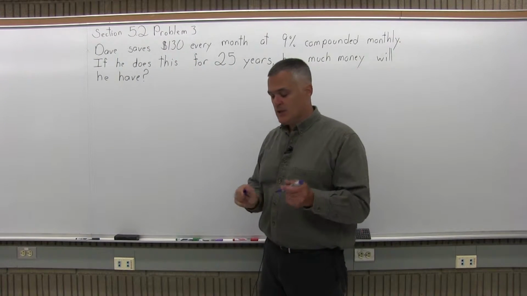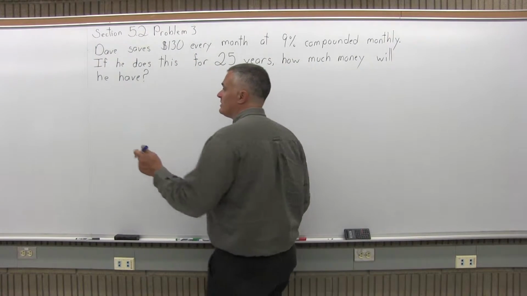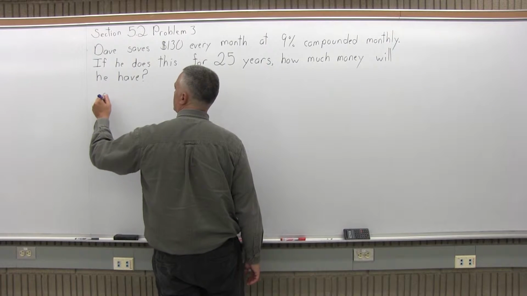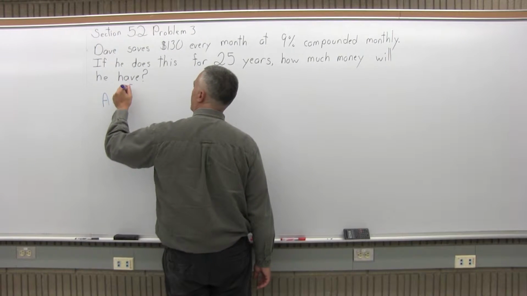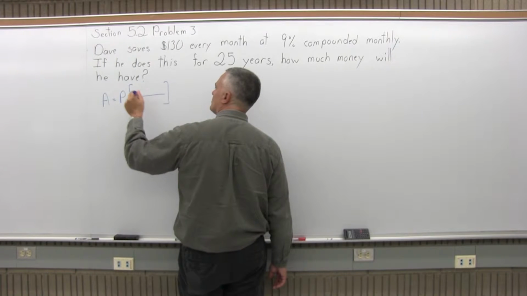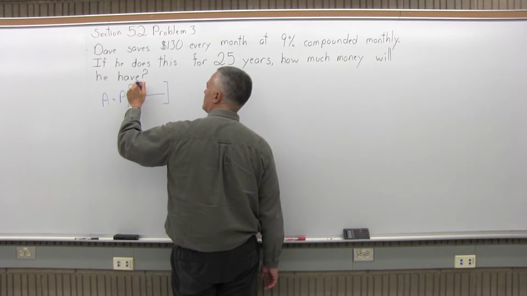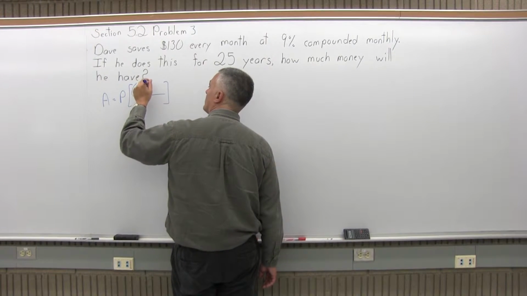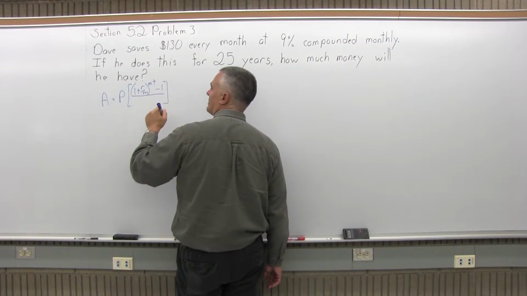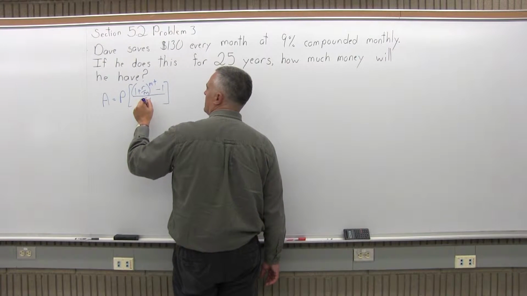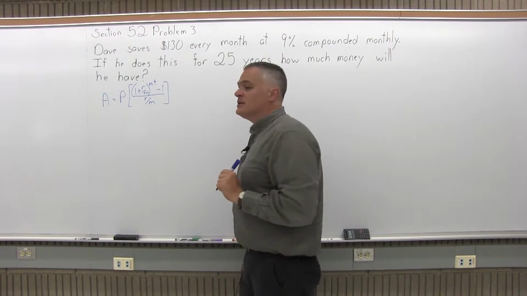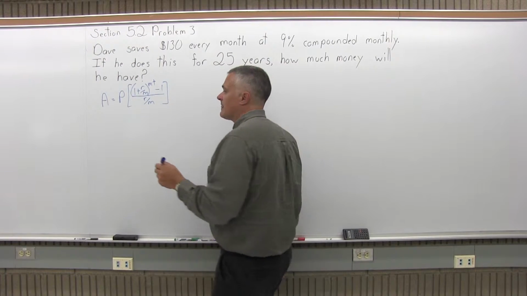So we will start with the annuity formula, which is A equals P times some brackets, and in the brackets there's a numerator and a denominator. In the numerator you have some parentheses, 1 plus r over m to the m times t power. There's a minus 1 after the parentheses, and r over m in the denominator. So that's what we're going to fill in.